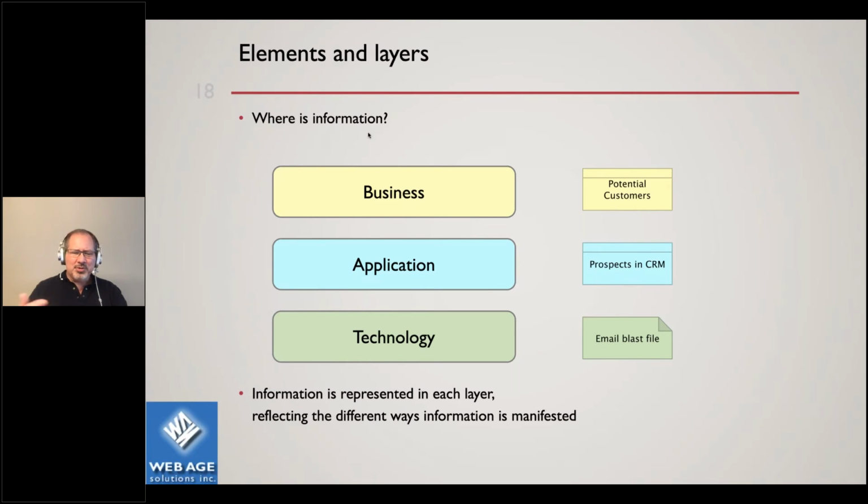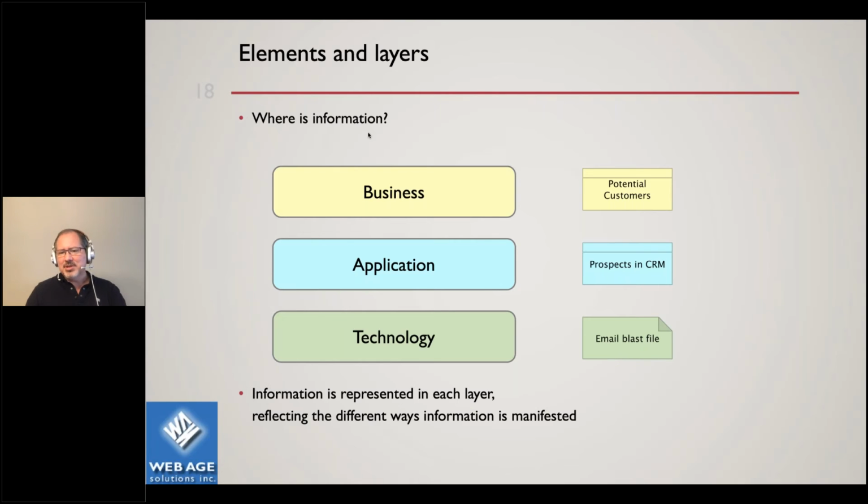And the way we draw that distinction is we think of information in business as being those abstract concepts that business manipulates. So in our customer service environment, one of the pieces of business information may be potential customers. Now, in ArchiMate, this is just a single symbol. I can put some documentation behind it and describe it. But the thing it represents in the business layer is the concept of potential customers.